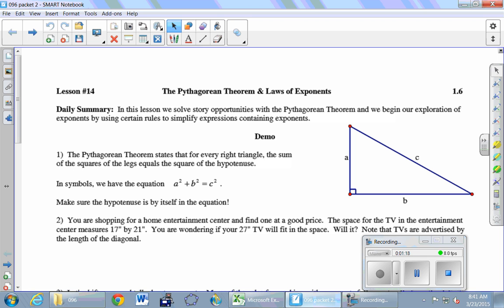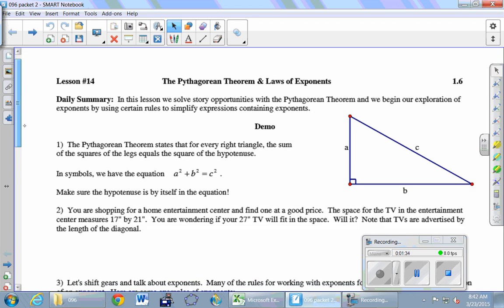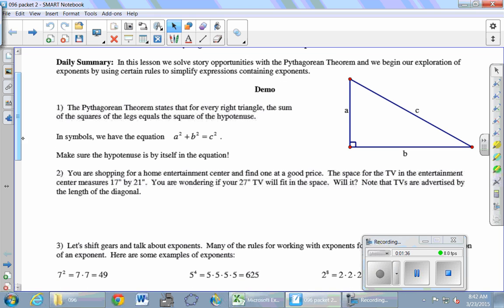Okay, so we need someone reading our daily summary here. Page number 1. Lucas, go ahead. In this lesson, we solve story problems with the Pythagorean theorem and begin our exploration of exponent rules, simplifying expressions containing exponents. Thank you. Number 1, Ramses.